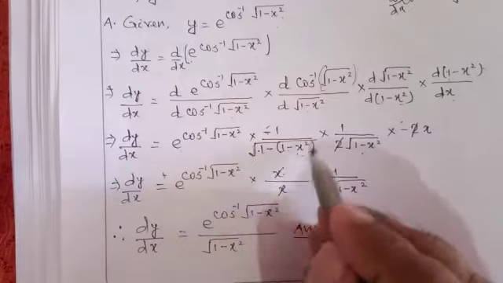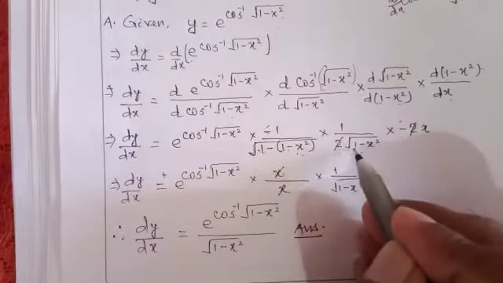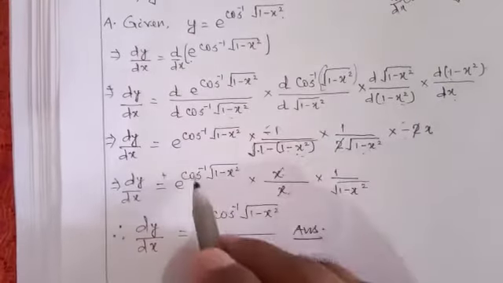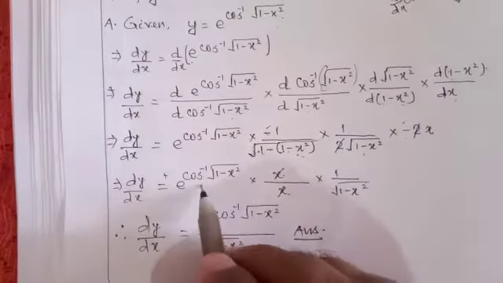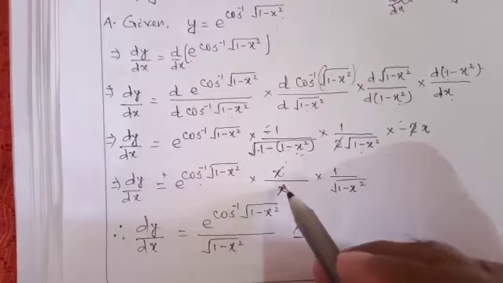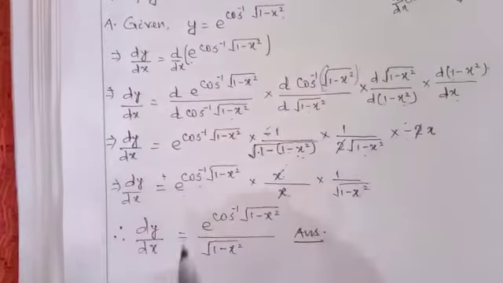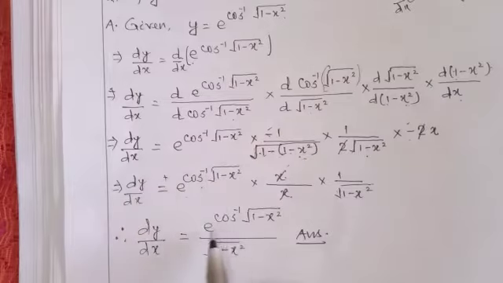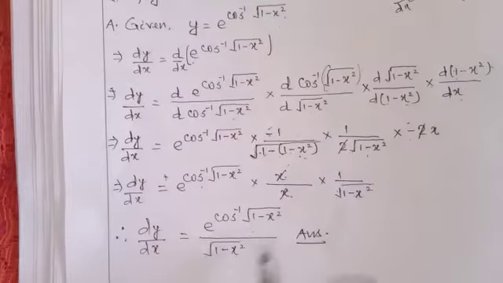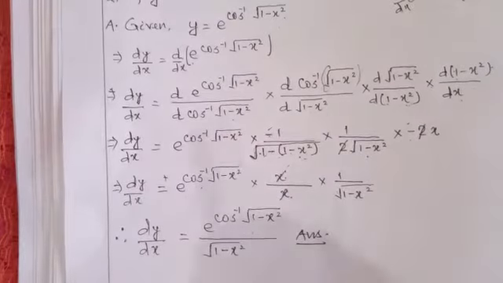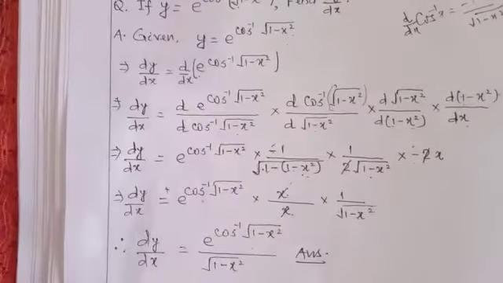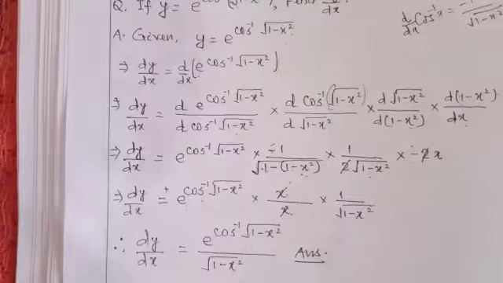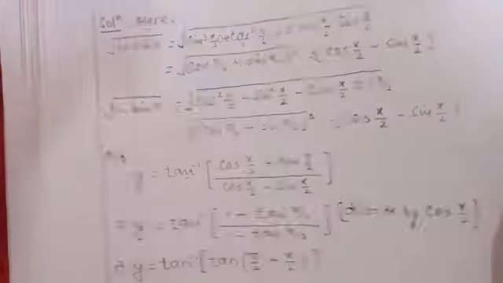This value is also x into 1 by under root 1 minus x square, and this term will remain same. x and x should cancel, becomes 1. So finally we have e to the power cos inverse x, under root 1 minus x square by under root 1 minus x square. This is the differentiation of such type of pattern. Now see some more questions.